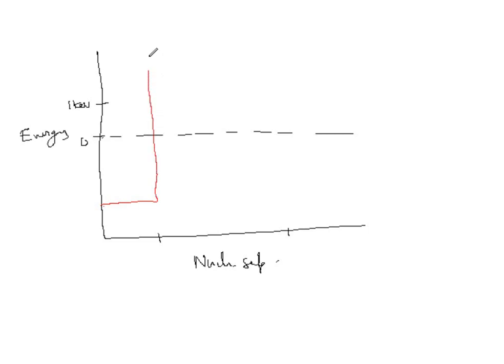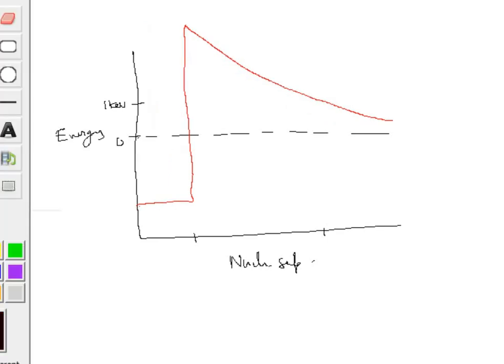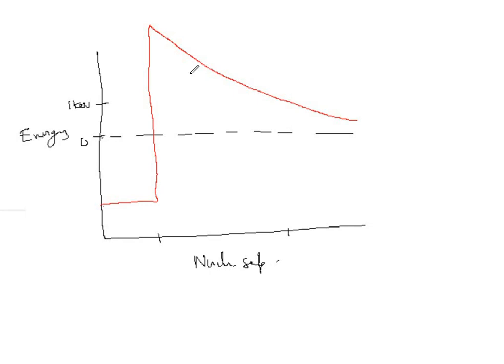Okay, so now it is like this. Fine. Okay, now this potential here is proportional to 1 by R, and here, let me show you.